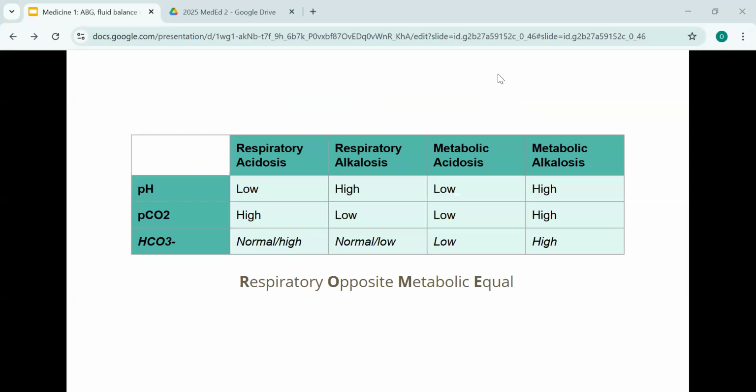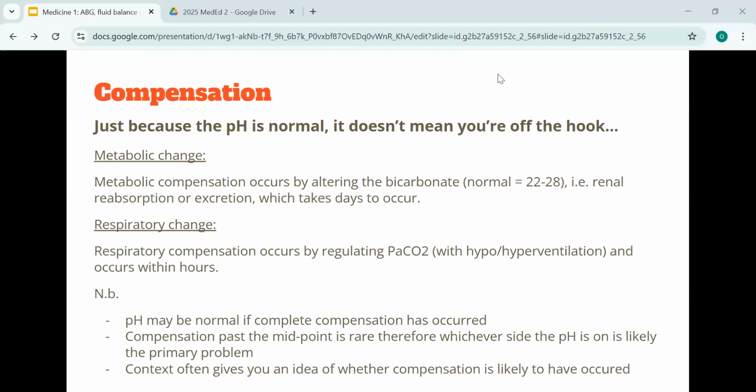Here's all of that information just explained in a table, if that's more the sort of thing that you learn from. So we're presented with values. We know whether our patient's in acidosis or alkalosis, and we're able to determine whether that's metabolic or respiratory. For a lot of the AKT questions, that's you done. But there are a few catches that you do need to be aware about. So just because the pH is normal, it doesn't mean you're off the hook. It's really important to then go and look at the other values.